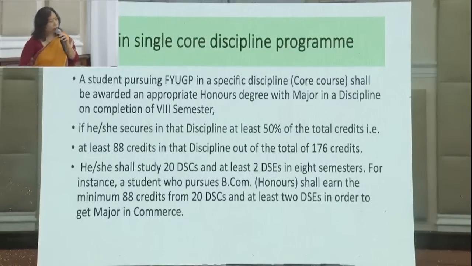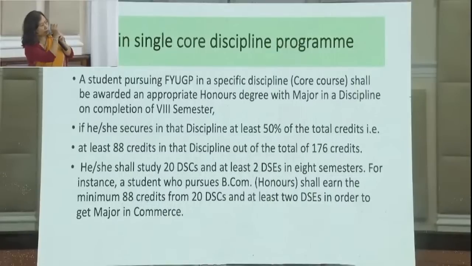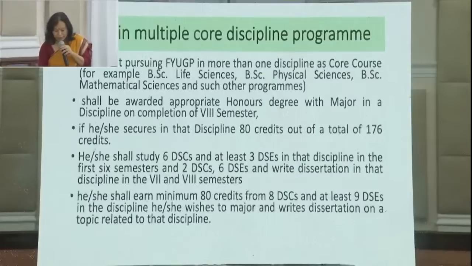Now let me come to the major. This is the major single core discipline program, where the student secures in that discipline at least 50% of the total credits, that is 88 credits out of the total of 176, and that becomes the major. In case of single core, he shall study 20 DSCs, GEs, and at least 2 DSEs in 8 semesters. For instance, a student who pursues BCom Honours shall earn a minimum of 88 credits from 20 DSCs and at least 2 DSEs in order to get a major in commerce. So, this is for the single discipline program.